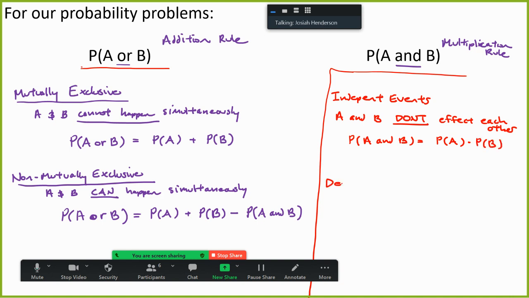And then also there's dependent events, where the second stage depends on what happened in the first stage. A and B do depend on each other, or affect each other. Let me change that. Affect each other.